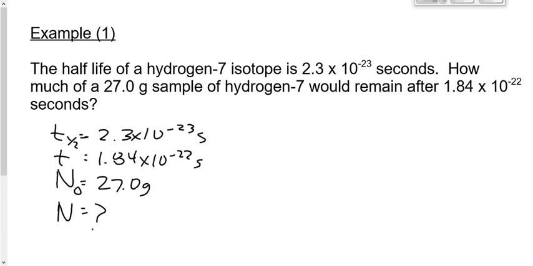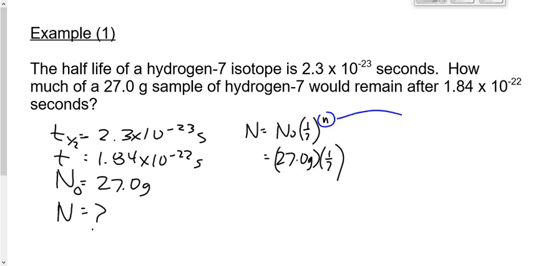Solving for big N, we've got to use that second equation, right? N0 times 1/2 to the little n. N0 is 27.0 grams. But we don't know what little n is, right? That's easy, though. How am I going to find little n here? Good. T over T1/2.